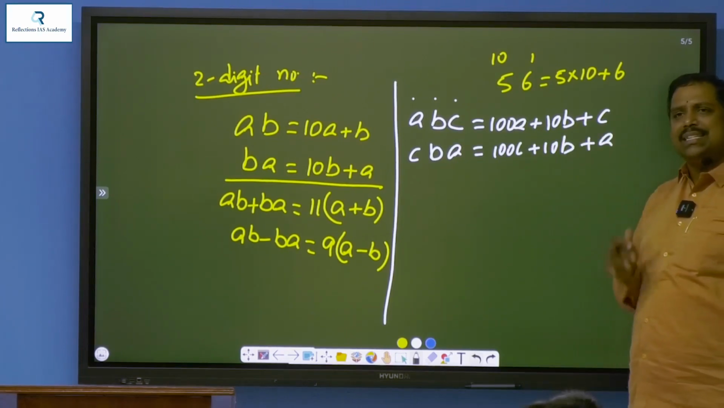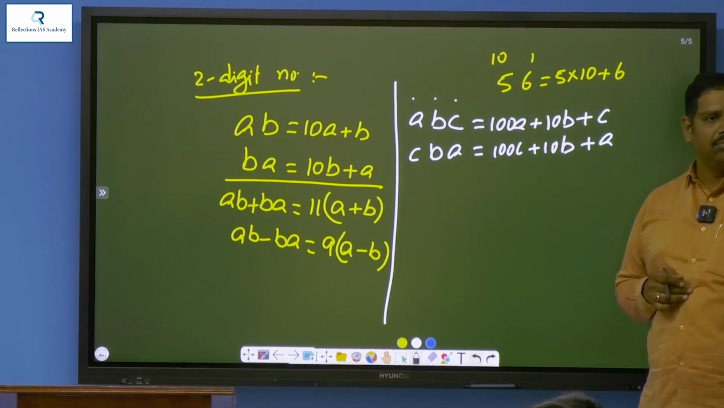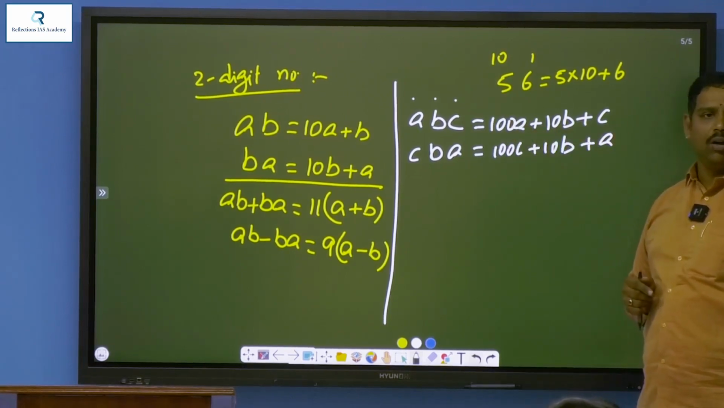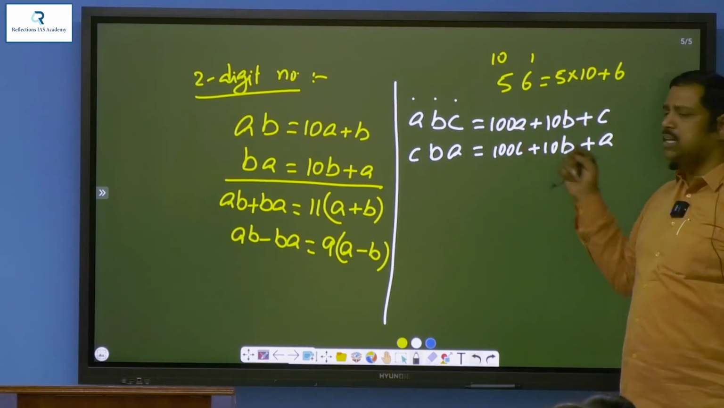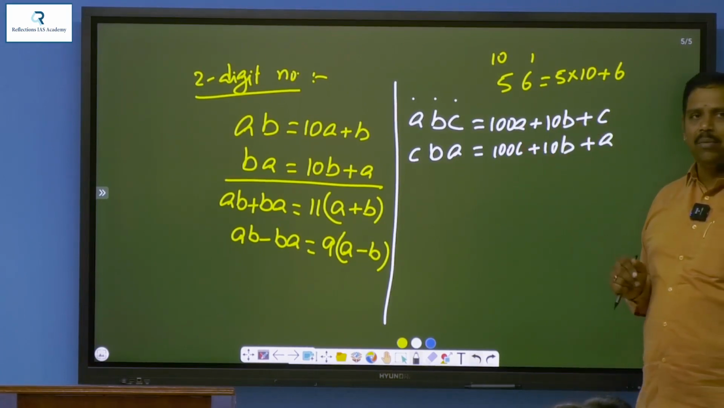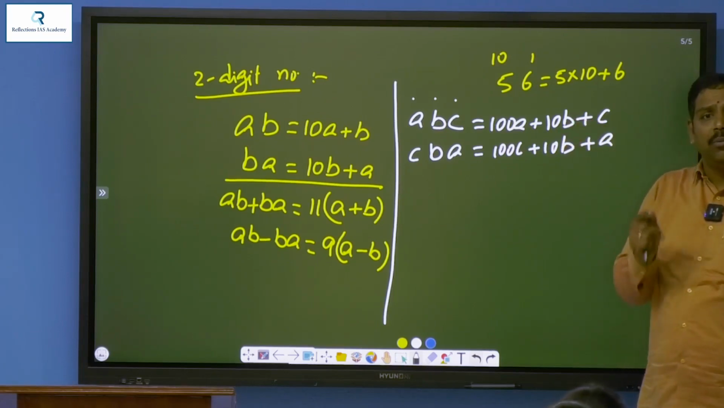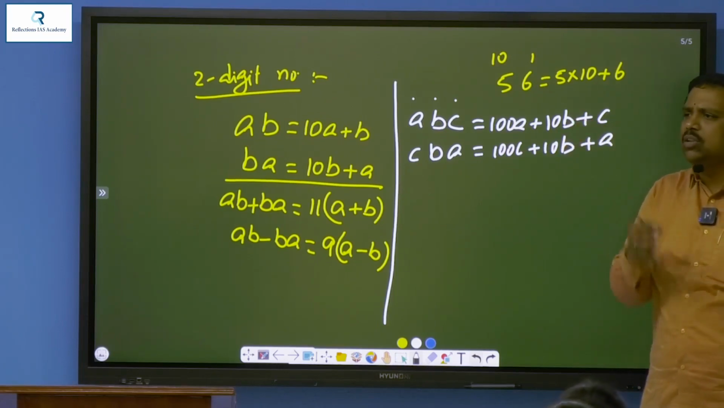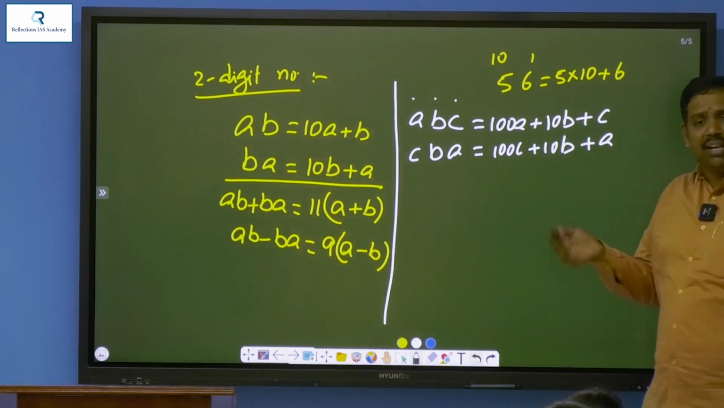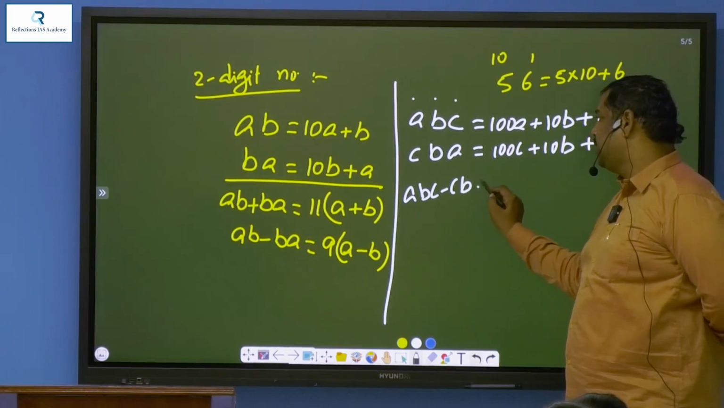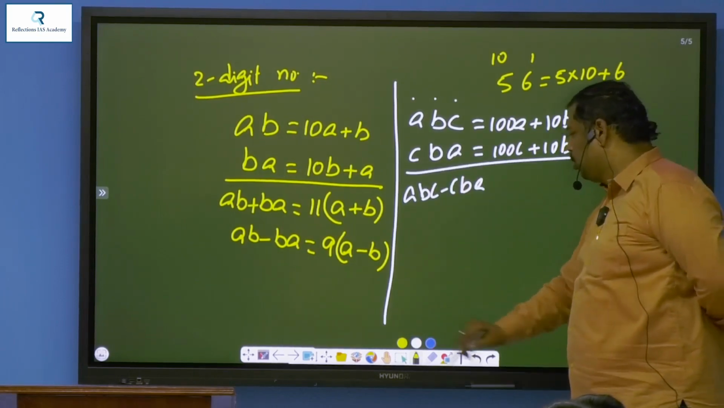Suppose I go with the sum of it. The sum becomes 100A plus A, that is 101A, and C plus 100C, that is 101C. But the problem is 10B plus 10B is 20B. Are you able to take anything common? No, so that is useless. But the reverse, that is the difference. Suppose I take ABC minus CBA. Now go with it.